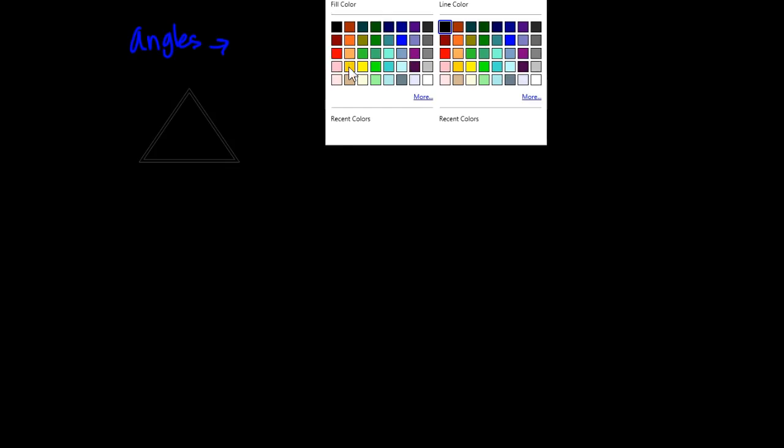All right, so let's talk about how to classify triangles by their angles. We have four different types of triangles that we'll be classifying, maybe is a better way to say it. First, we'll have a triangle where all the angles are acute angles.